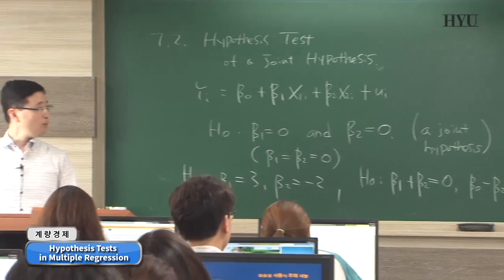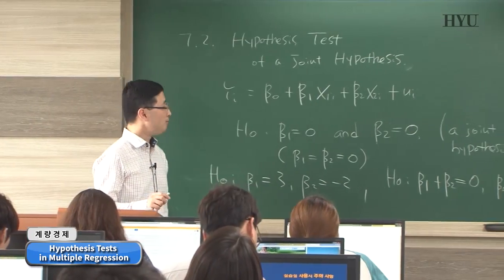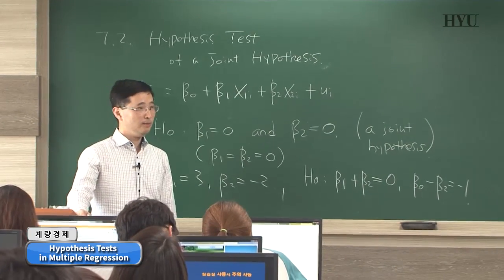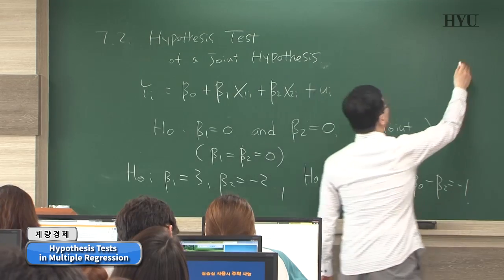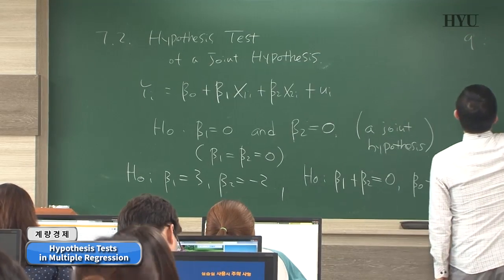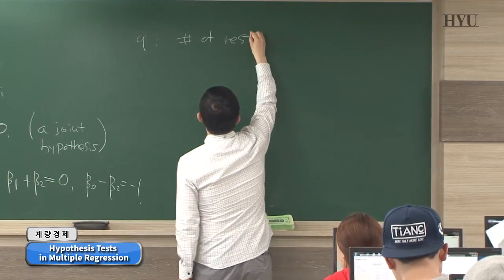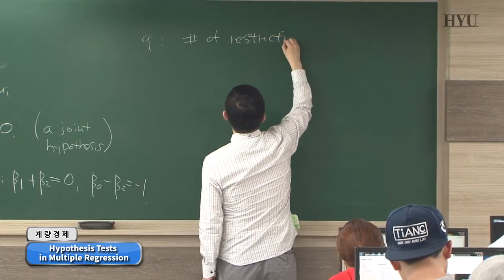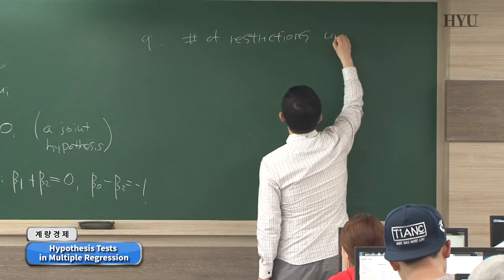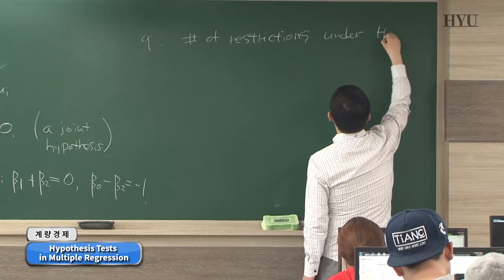So what is common in all these examples? You have more than one restriction. Okay, so that's the key. So let's define this quantity Q. That is the number of restrictions under the null hypothesis.